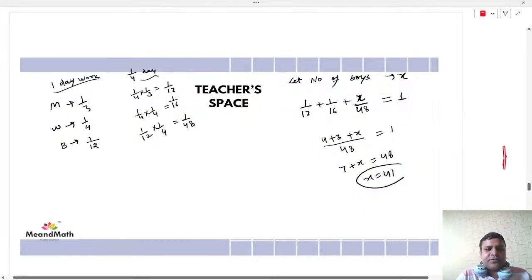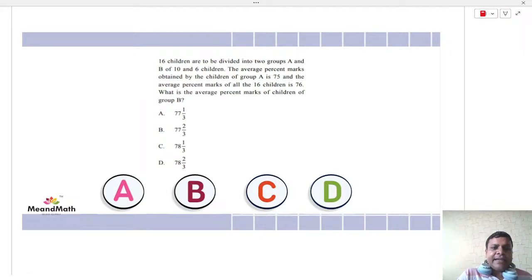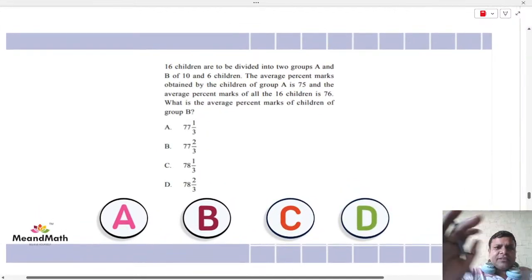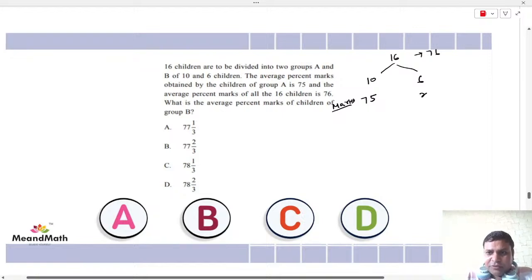Okay, now let's move to the next one. 16 children are divided into two groups A and B, 10 and 6. The average percentage marks obtained by the children of group A is 75. So we divided 16 into 10 and 6 parts. The average marks of the first group is 75 marks, and the average percentage marks of the 16 children is 76. What is the average percentage marks of the children of group B? Let's suppose the average mark of group B is X.